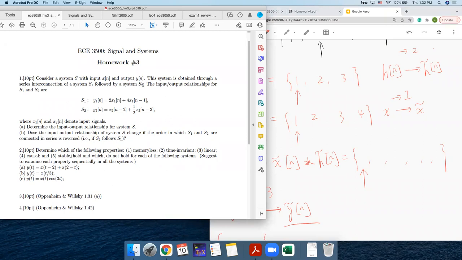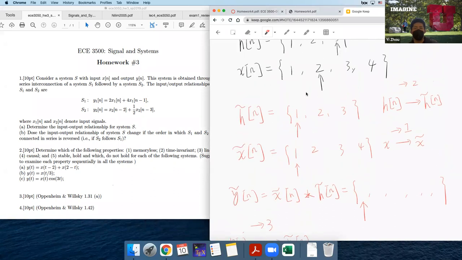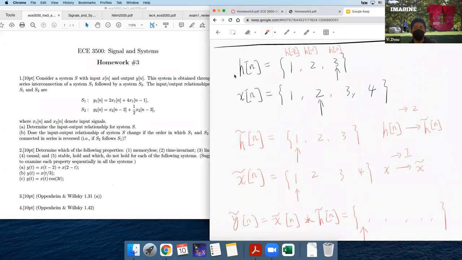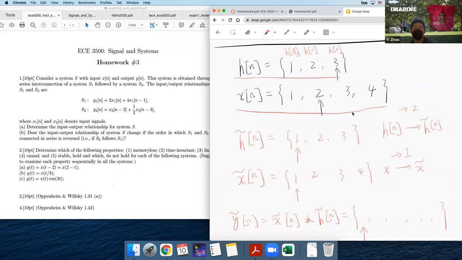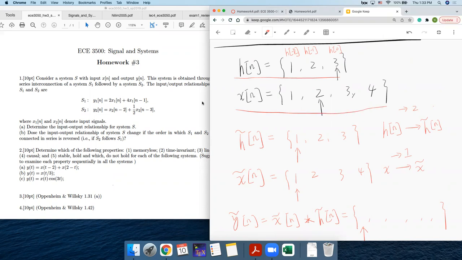Is that how you got the 1, 2, 3, 4 above? Oh, this is just an example that I created. Okay, I just generated this example. Okay, that makes sense.